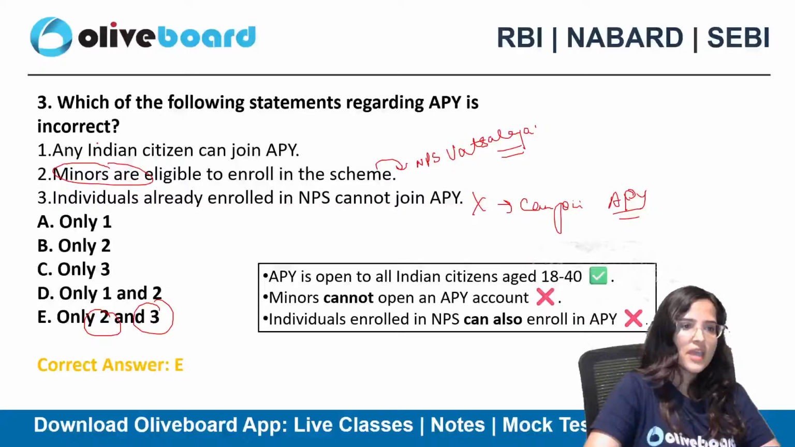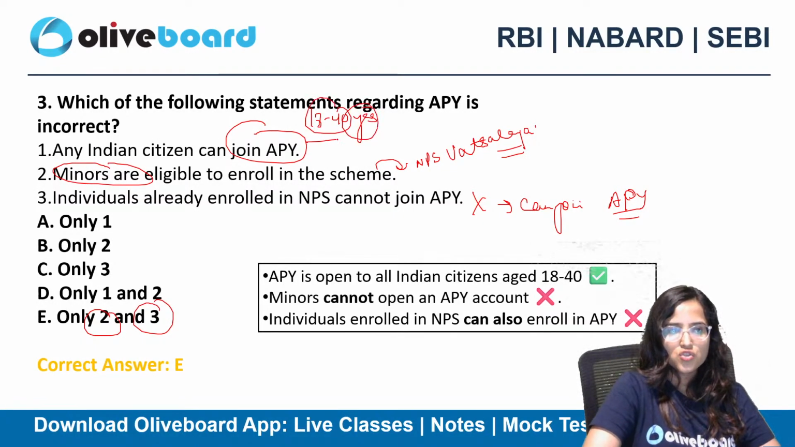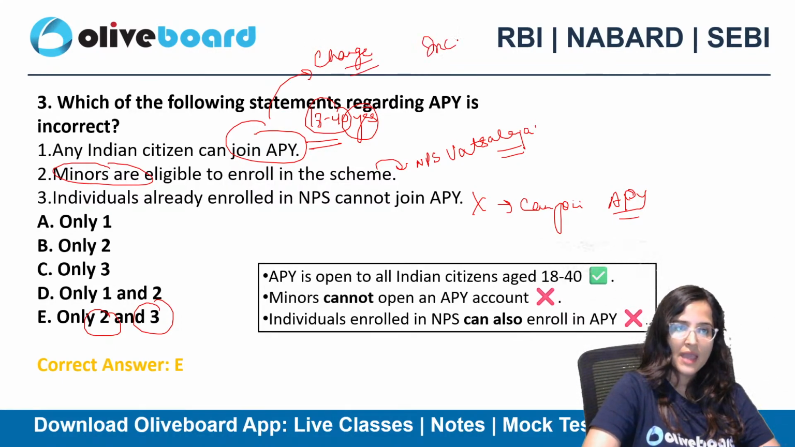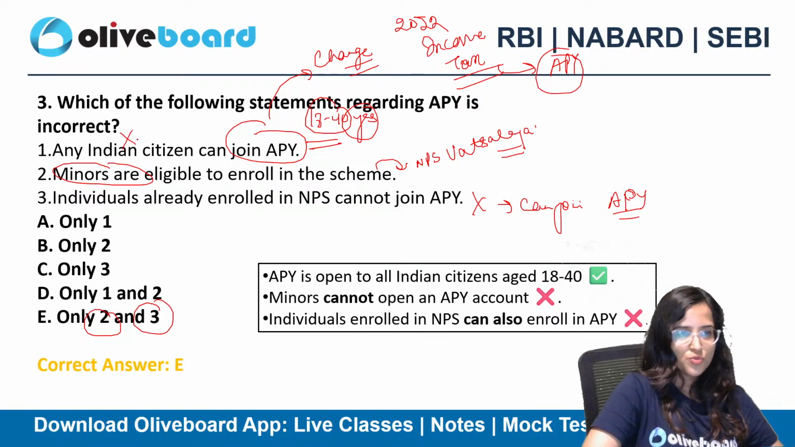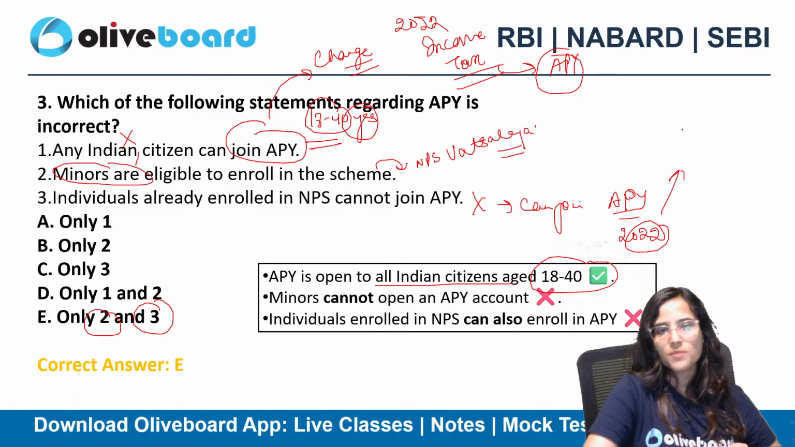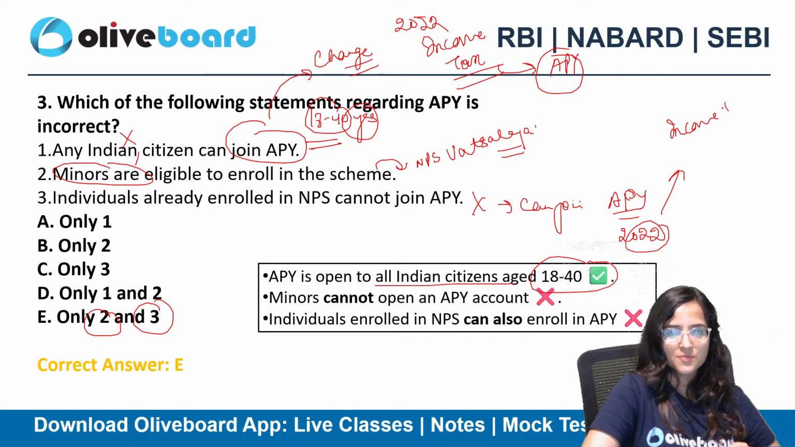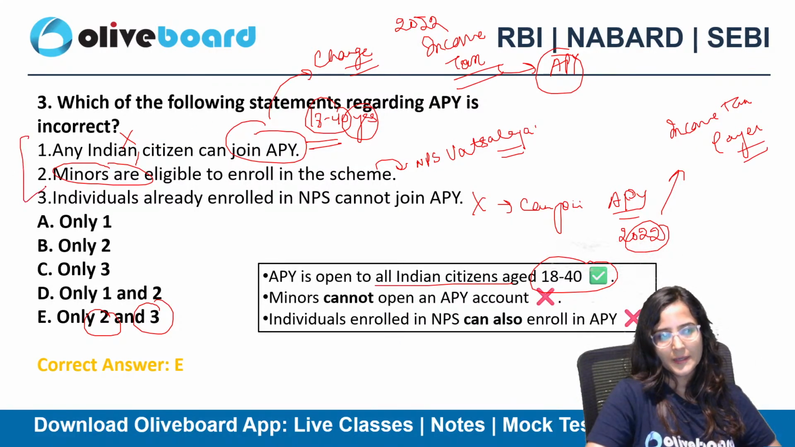The incorrect statement is that any citizen can join APY. Yes, anyone from 18 to 40 years of age can join this APY, although there has been a change here: those who are paying income tax now after 2022, in that case you will not be able to join APY. So this statement also becomes incorrect. So all three are incorrect. The options are wrong here. It is open to all citizens from 18 to 40, but since 2022 we have seen certain changes, that now it will not be applicable to income taxpayers. Right? So please make sure all these statements are incorrect.